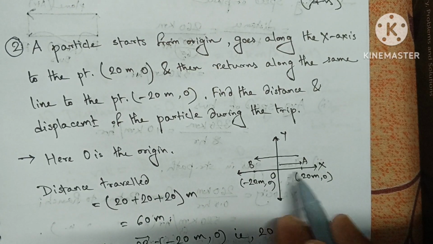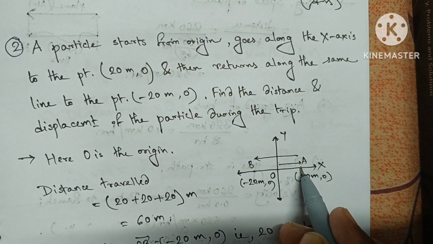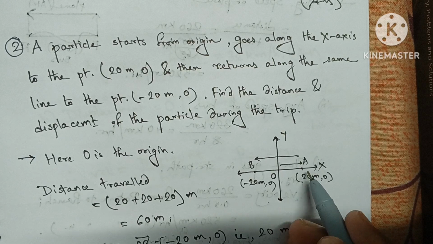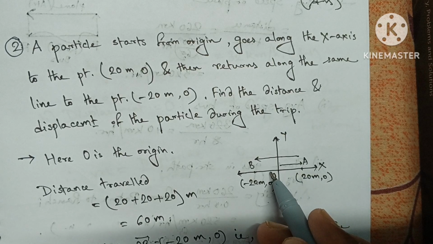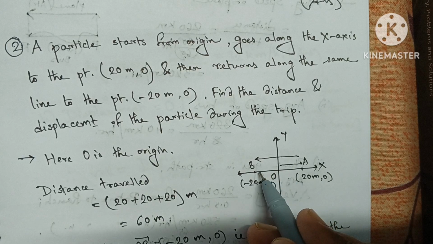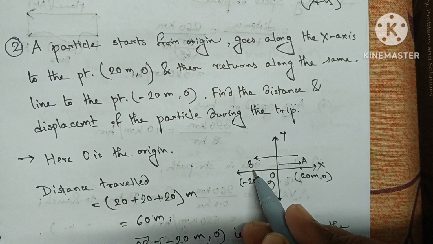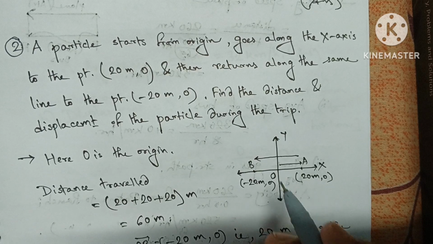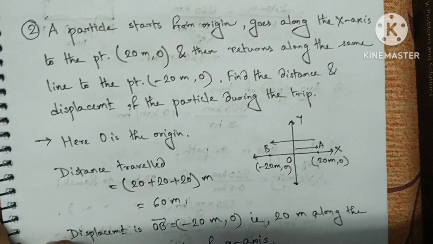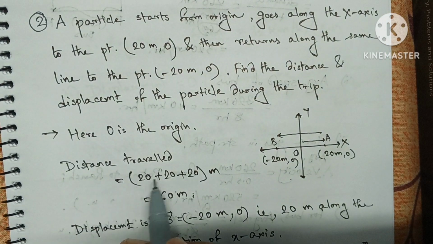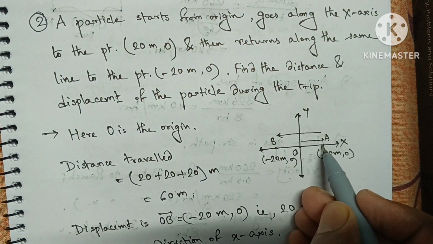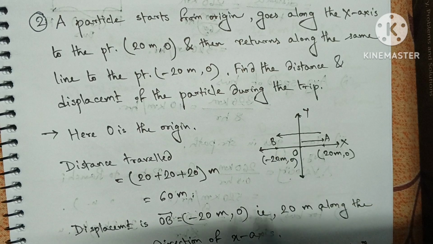From origin it first goes to 20 meter, 0 along the x-axis, then it comes back, traverses to A, and goes to B, whose coordinates are minus 20 meter, 0. So here O is the origin. So distance traveled is equal to 20 meter plus 20 meter plus 20 meter is equal to 60 meter.